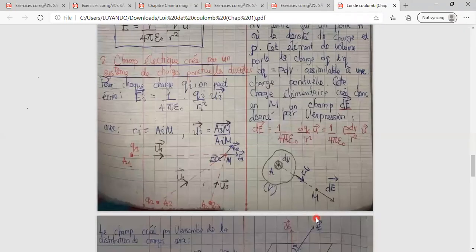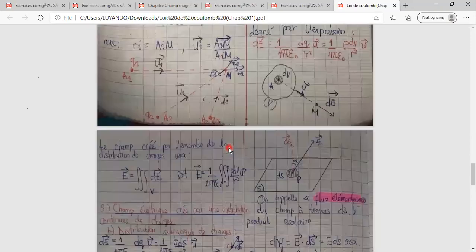So I think, yeah, let me just finish this part. Le champ créé par l'ensemble de la distribution des charges is equal to this. So we have E, as I said, dV, volume.